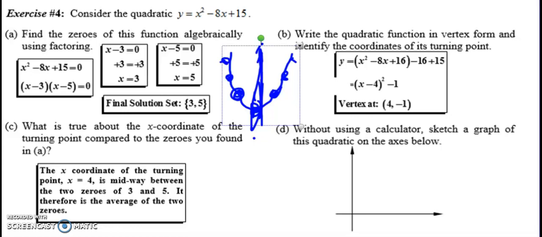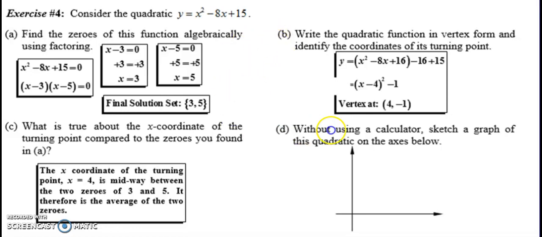So let's look at this other part, D. Let's get that ugly drawing out of there. Without using your calculator, sketch the graph of this quadratic on the axis below. So you should be able to use the vertex here and the zeros to sketch a graph. So go ahead and do that without looking at your calculator.